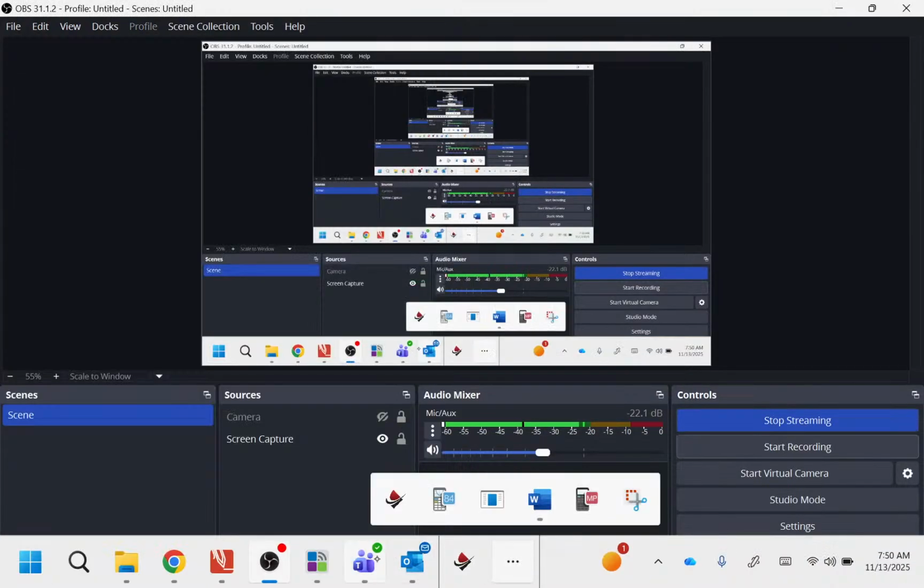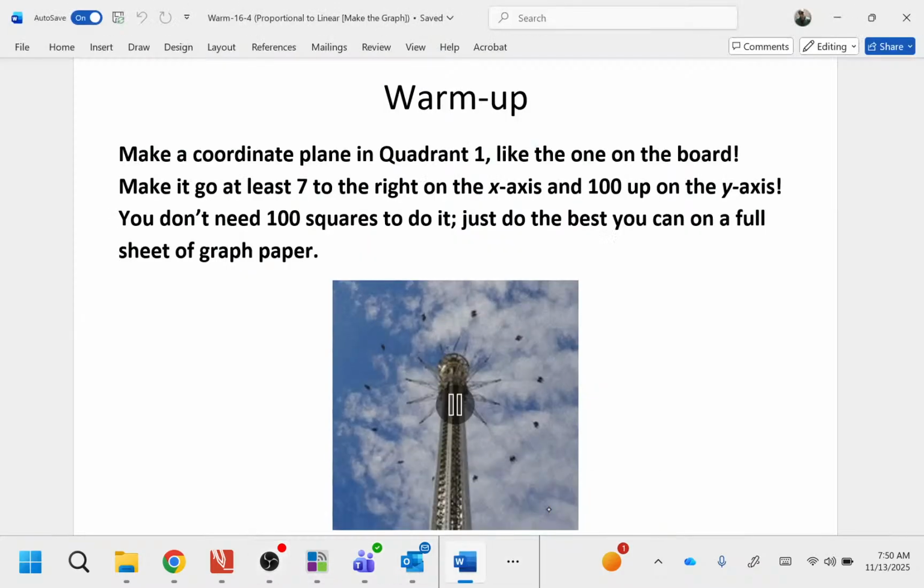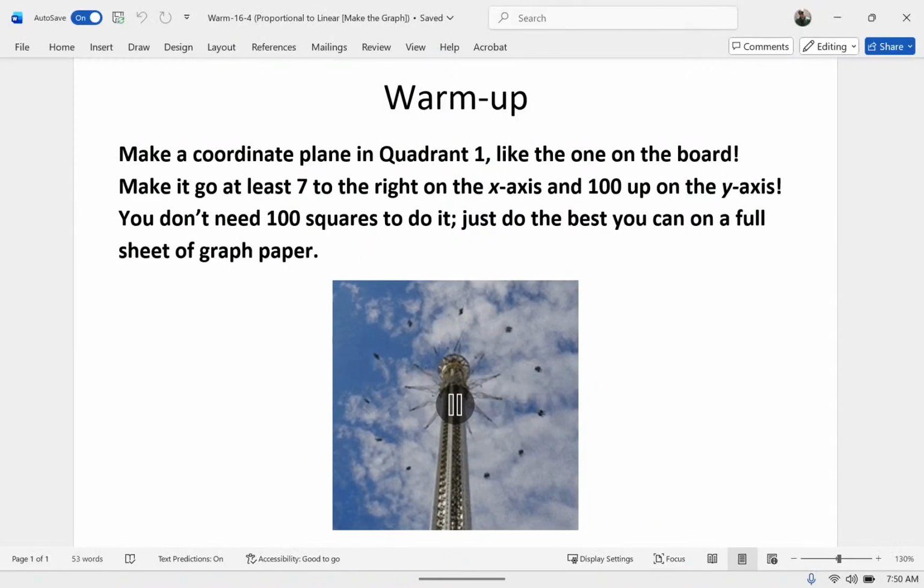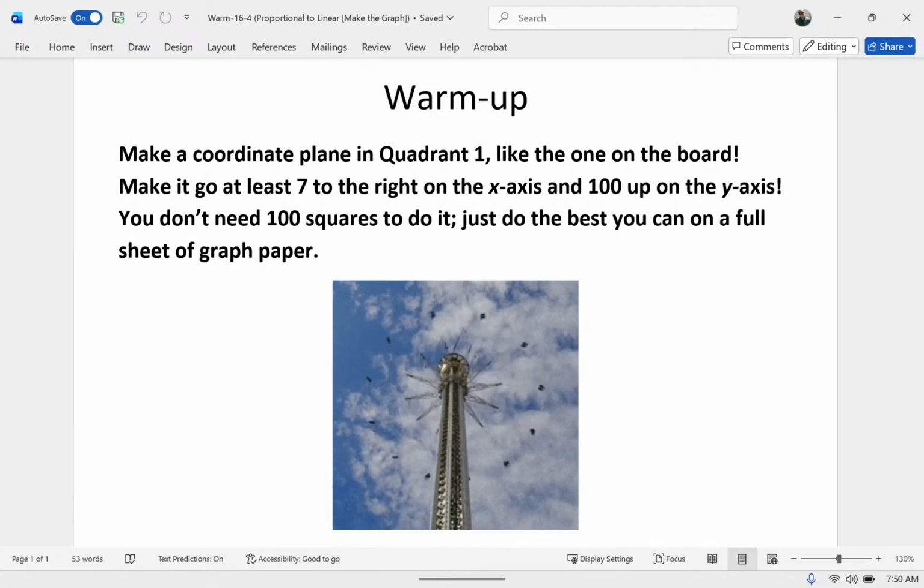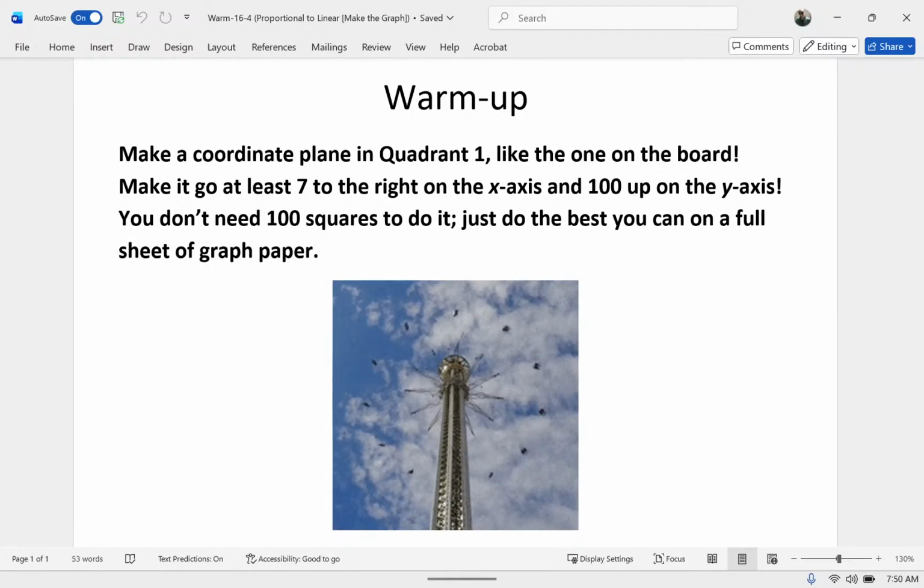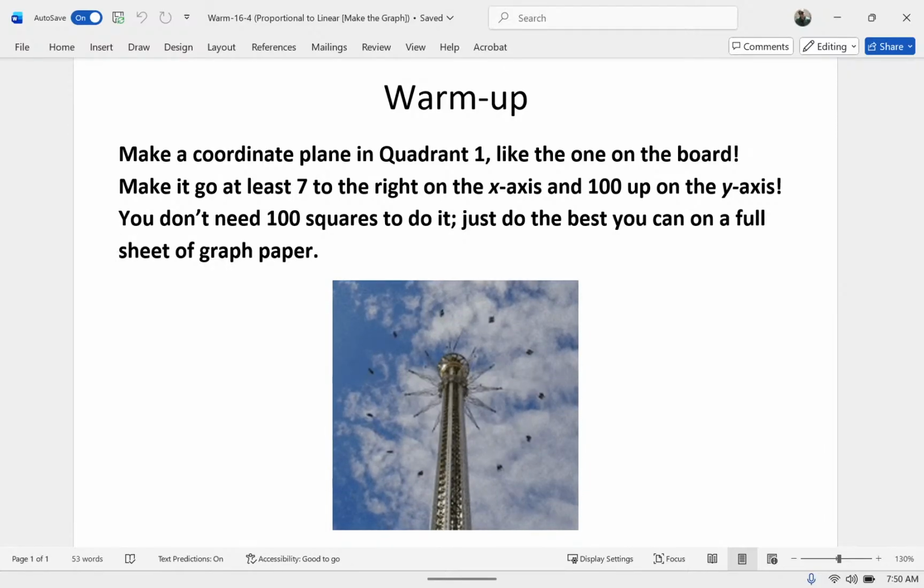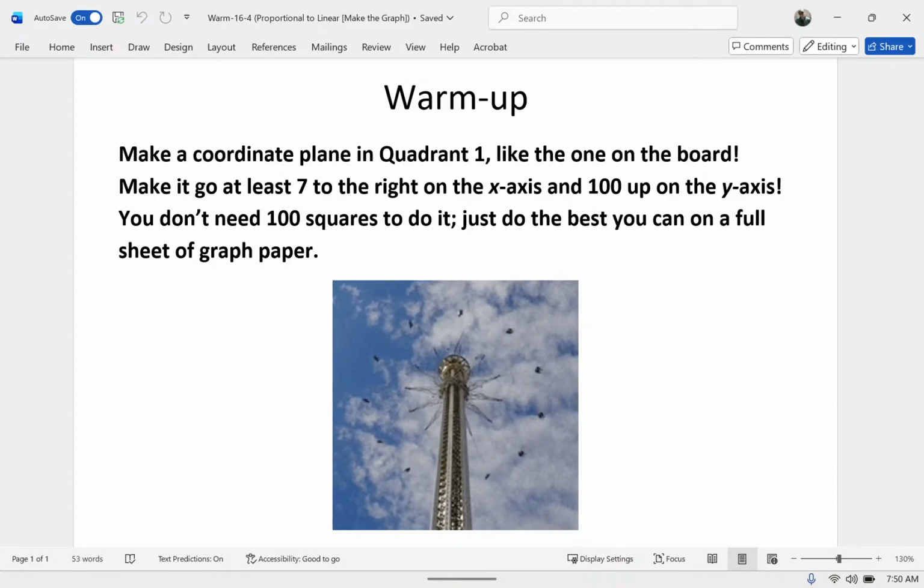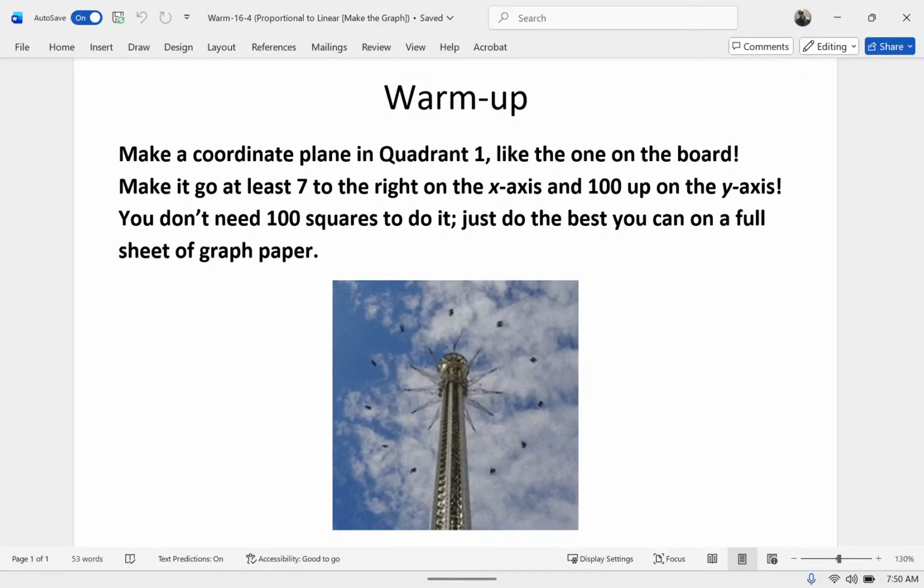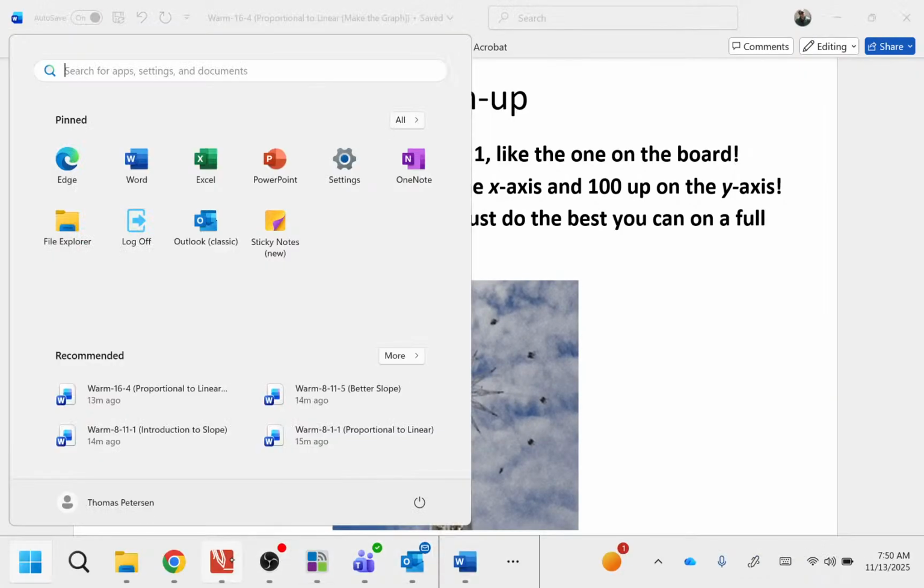Here is your warm-up. Make a coordinate plane, quadrant one, like the one on the wall. You can't see it. It needs to go 7 to the right and 100 up on the y-axis. 7 to the right, 100 up. Hello, come on in. Go ahead and work on making this coordinate plane that I'm going to make on the screen here. So those of you at home, you can just copy along with me, and let's see what we got.